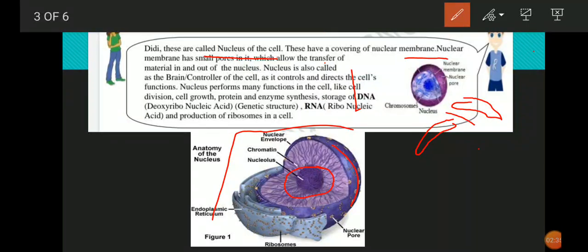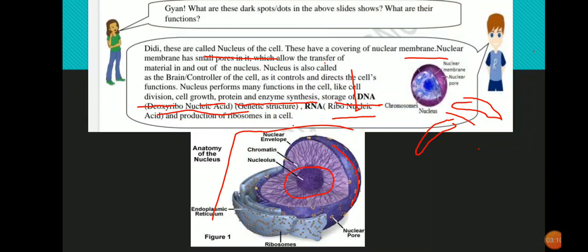Now this nucleolus inside the nucleus has the chromatin material, and it has the genetic material which is known as DNA. The full form of DNA is deoxyribonucleic acid, and RNA is ribonucleic acid. Also this nucleus performs many functions like cell division, cell growth, protein and enzyme synthesis, storage of DNA, RNA, and also the production of ribosomes. These ribosomes are the site where the synthesis of protein takes place.